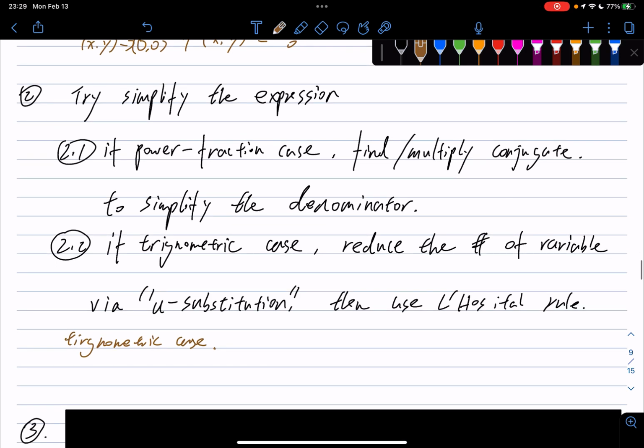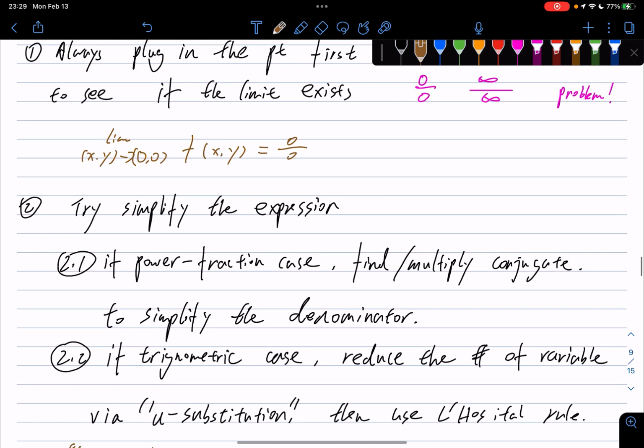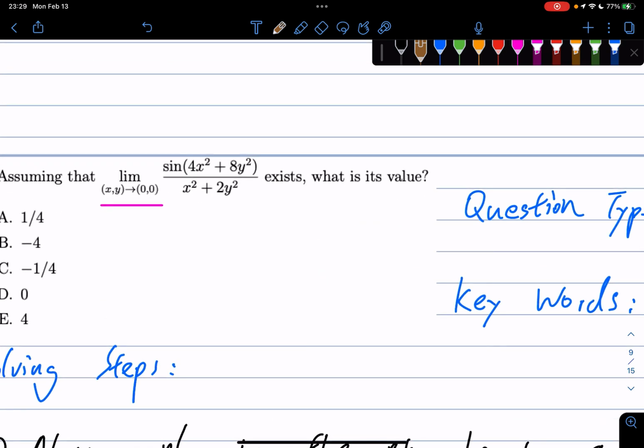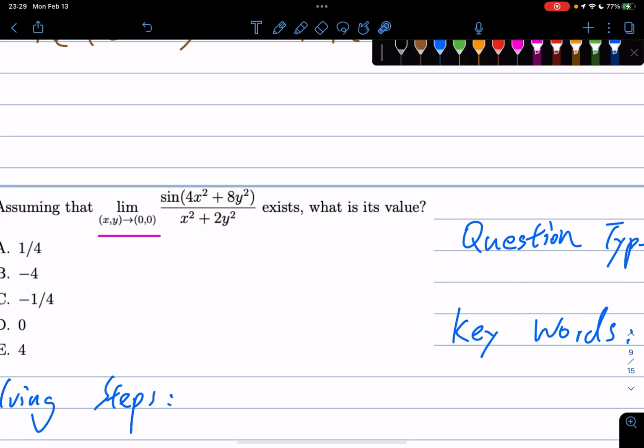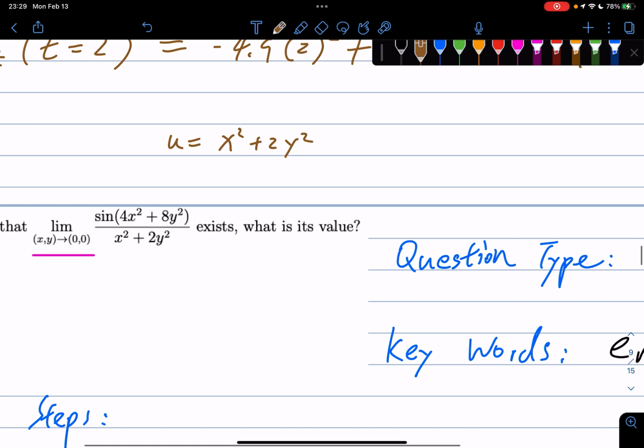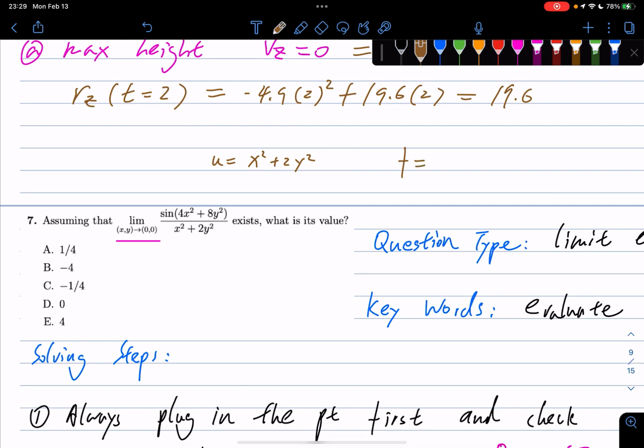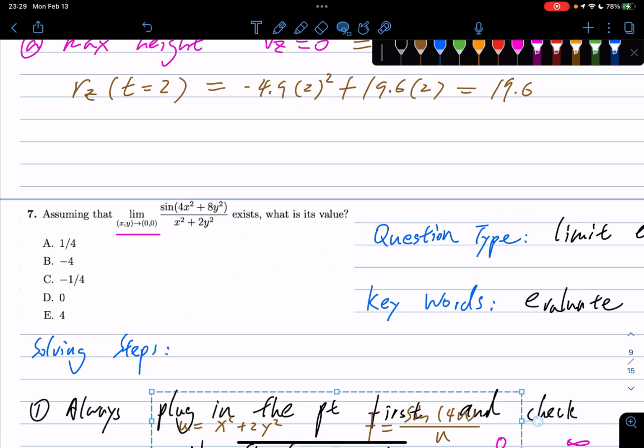Right? So we're going to use the U substitution. It's not the same U substitution that you learned about in integration. We're just going to see if there's any commonalities in what's inside the parentheses of the trigonometric function. So in this case, we can let u equal x squared plus 2y squared. That means what's inside the sine function is going to be 4u. So f can be rewritten as sine of 4u over u. Let's drag this down, right?